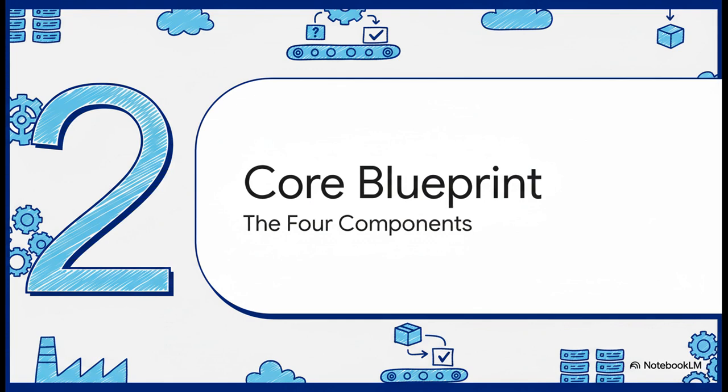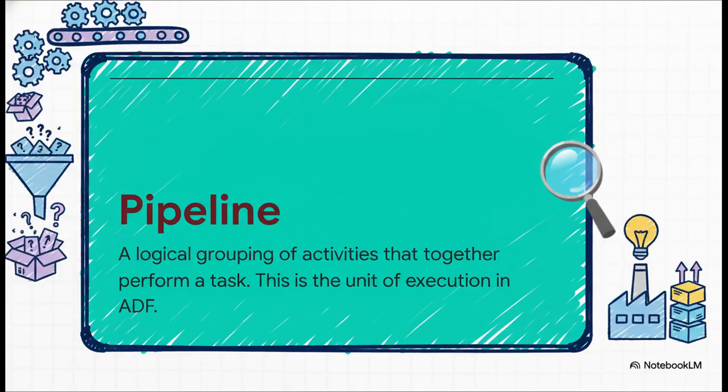Okay, so you can't just build a factory without a plan, right? You need a blueprint. And in Azure Data Factory, that blueprint is made up of 4 key building blocks that all work together. Let's break them down. First up, we have the pipeline. I want you to think of the pipeline as the master workflow. It's the high-level plan that groups together all the individual jobs that need to get done to take something from raw material to finished product.